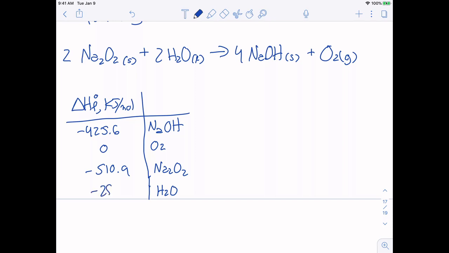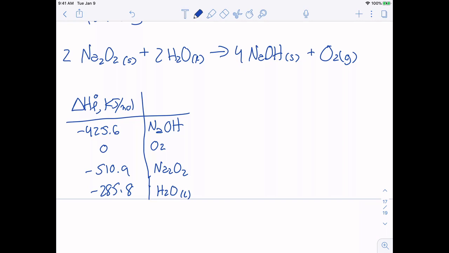Negative 285.8. If you are looking up these values, also be careful. This is water liquid. If I was to get the amount of energy that it needs to make water in its gas form, it's going to be a different number. So the states are important. If you look up those values for yourself, make sure you pay attention to the states because water liquid and water gas are both going to be listed and they're going to have different values. So it is important to pay attention to those states.